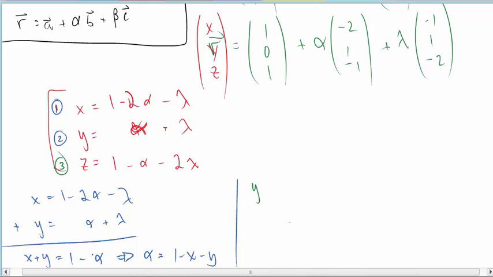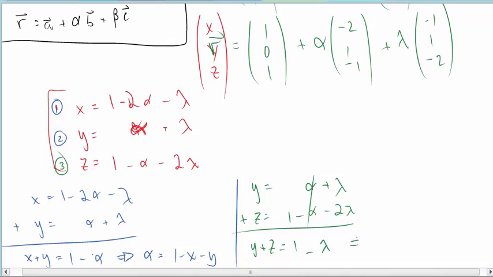So I'm taking my y equals alpha plus lambda, and my z equals 1 minus alpha minus 2 lambda. I'm going to add them together. We get y plus z equals 1 minus lambda. So lambda is equal to 1 minus y minus z. Okay, so these are two big important equations for us, big relationships between our x, y's, and z's and the two parameters, alpha and lambda.